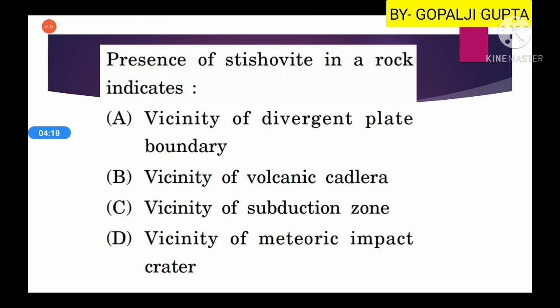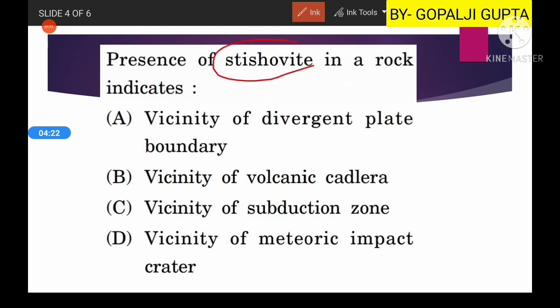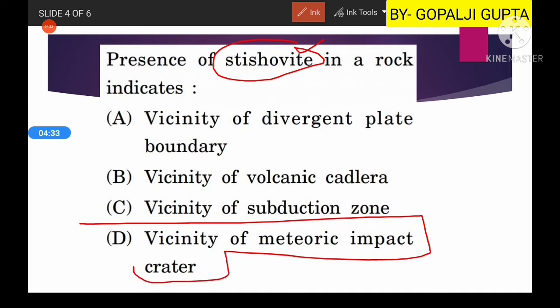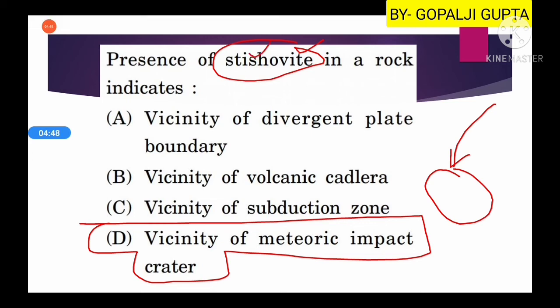Presence of stishovite in a rock indicates. So as you know, this is the high pressure variety of quartz. So high pressure quartz is found when there is high pressure and low temperature. So this is mainly found especially in the vicinity of meteorite impact craters. Okay, so whenever there is a meteorite impact, it will generate very high pressure. So high pressure minerals will be formed, just like stishovite.